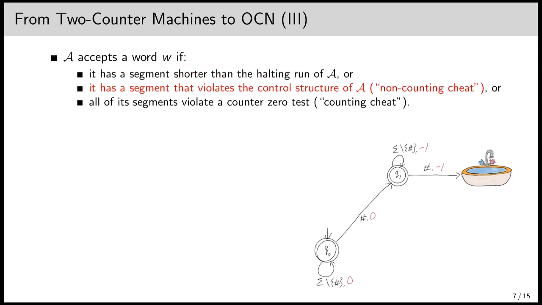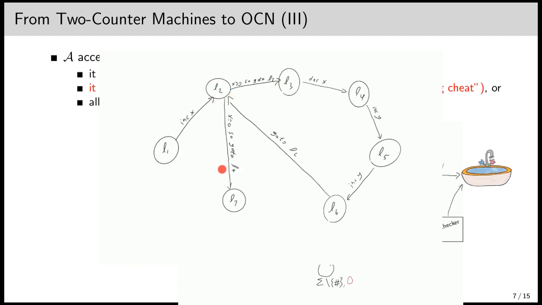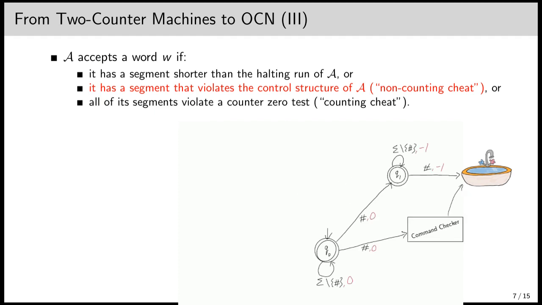The next violation we take care of is a non-counting cheat, that is, seeing a command that is structurally illegal. To handle this, we have again a nondeterministic branch on sharp from Q0, taking us to the command checker gadget. The command checker simply follows the commands of the counter machine, having a state for each line of the counter machine. So when the expected command is an increase, decrease, or go to, the transition is clear. When the command is a zero test, then the command checker allows both possible go to branches, because it cannot keep track of the counter value. This is why the command checker only works for structural violations. If a violation is detected in the command checker, then we again go to the accepting sink.